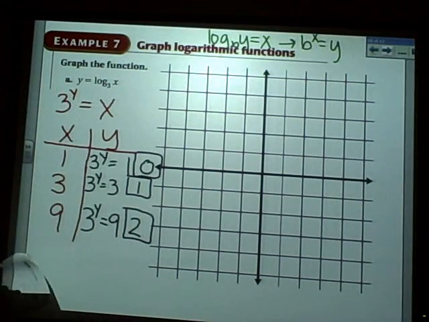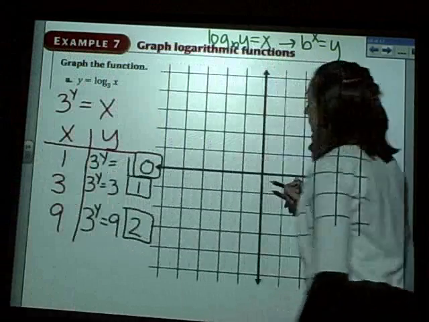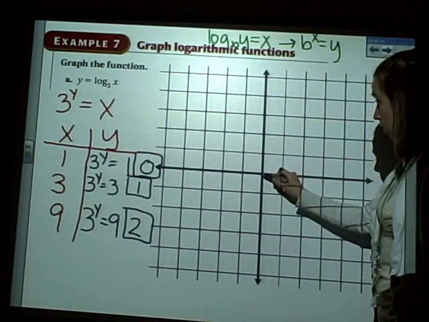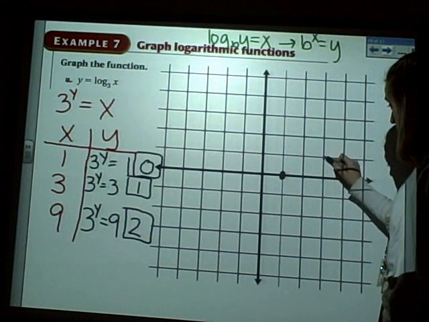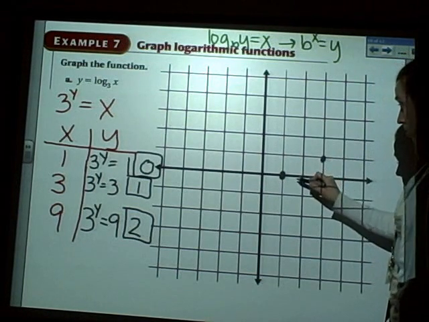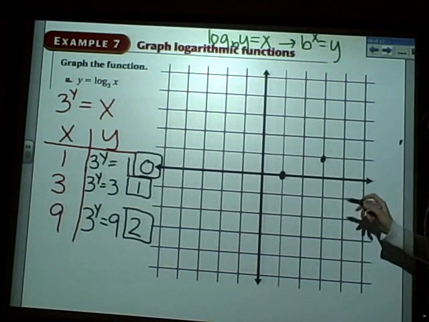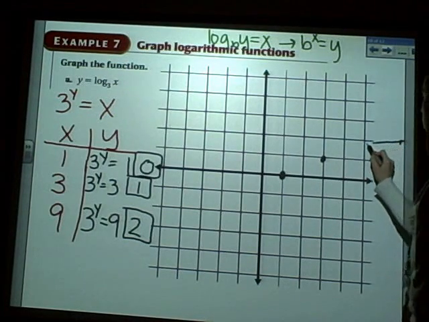So I have 3 points to plot here. I have 1, 0, 3, 1, and 9, which is way out here, 2. And that's going to make something like there. That's going to make another curve.